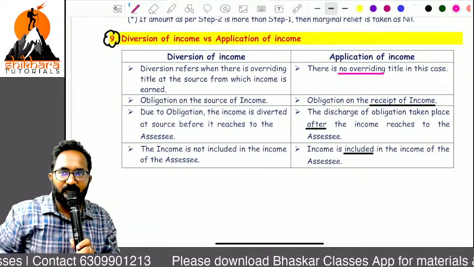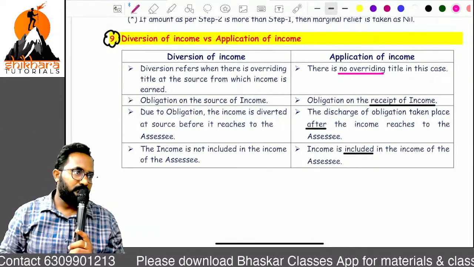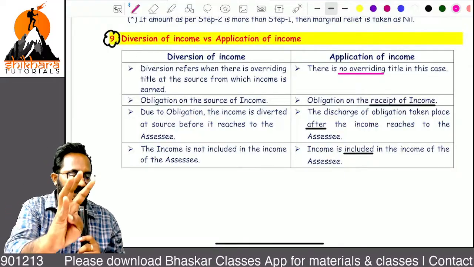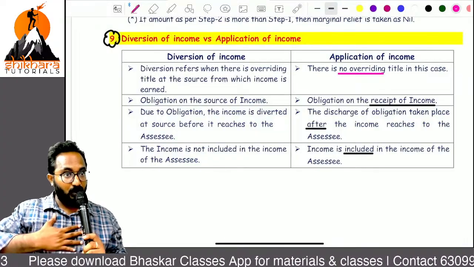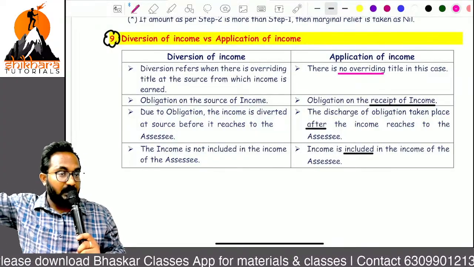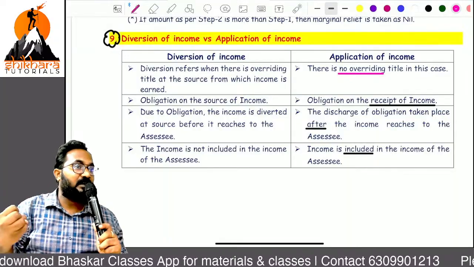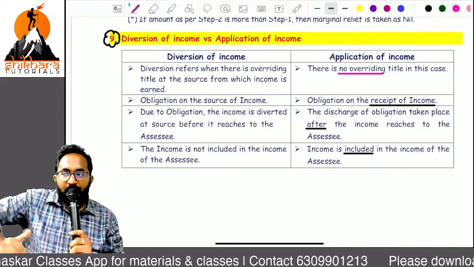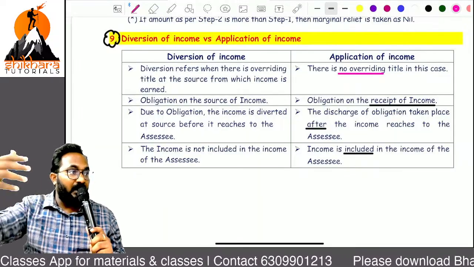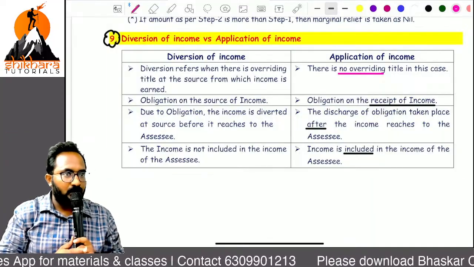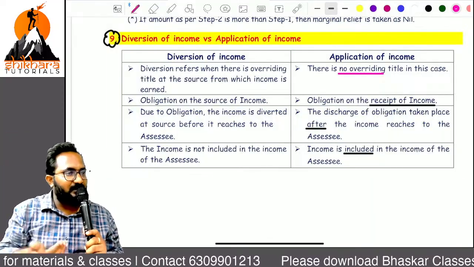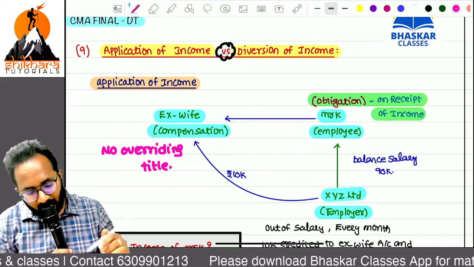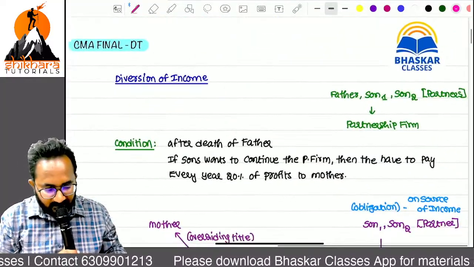This isn't taken from the CA Final concept book, ma. I have taken this directly from a CA Final question. There is no overriding title. Obligation: I want to give some amount of money to the ex-wife, but that is an obligation on which income, ma? Receipt of income. It will be applied to that wife only after the salary reaches my account. So whatever amount I applied, that is included in my total income. Second, what is that, ma? Diversion of income. Shall we start diversion of income, ma?